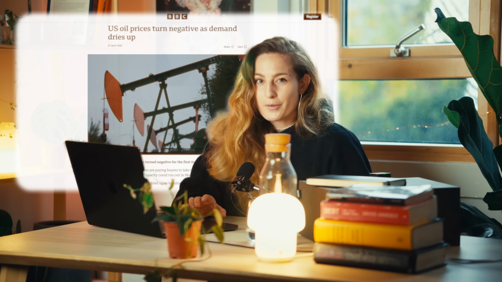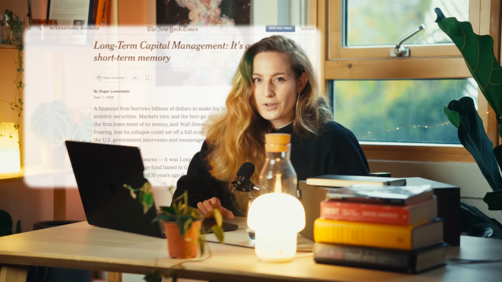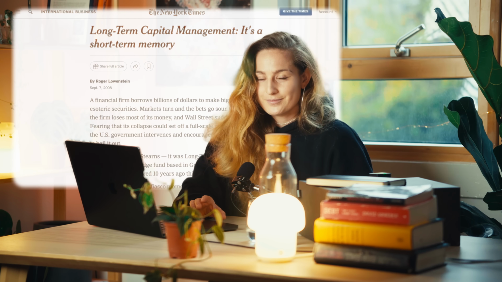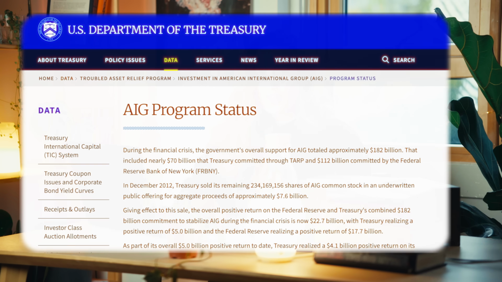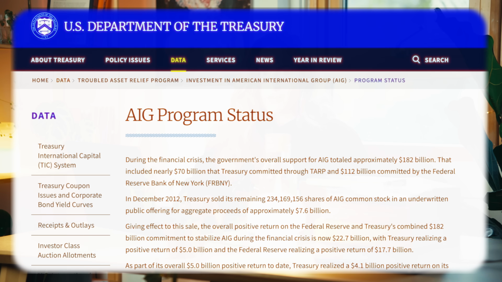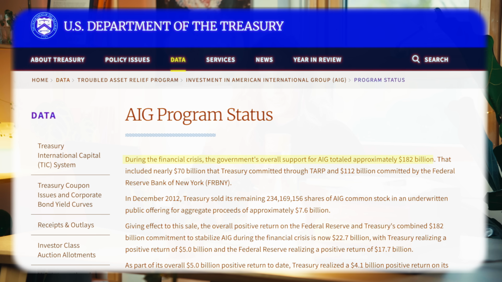Every now and then, our economy behaves in really weird ways. Like that time the price of oil went negative, or when one small hedge fund almost collapsed our entire financial system, or when the existence of one type of contract triggered a $182 billion bailout to one company.